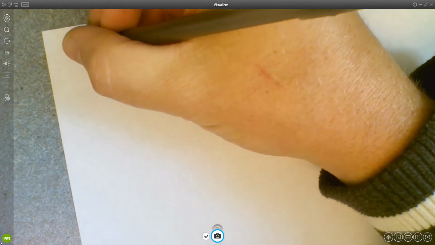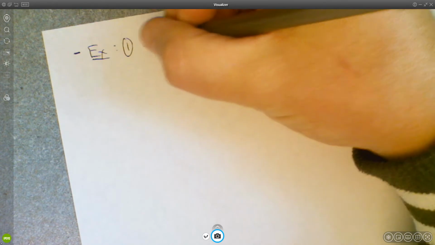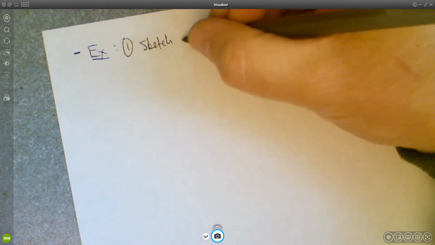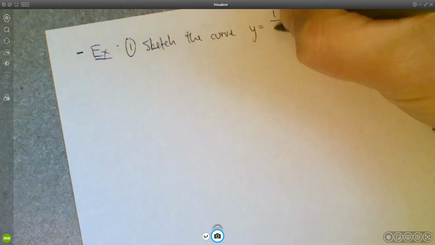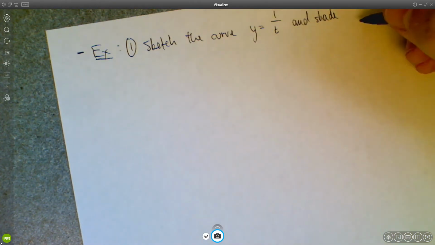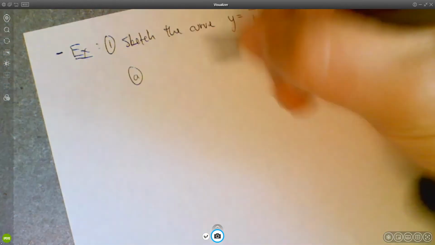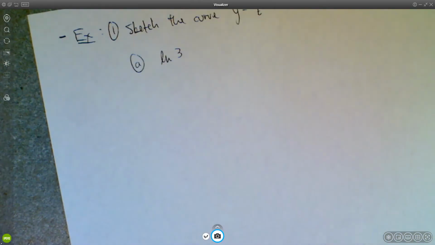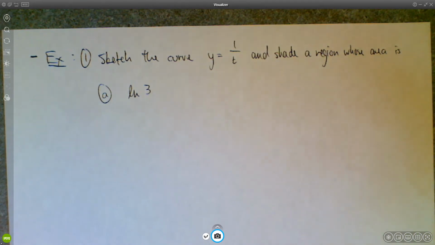So let me give you some examples of some things that we've talked about. First of all, just to wrap our brains around the definition of the ln function that we've just given, let's sketch the curve y equals 1 over t and shade a region whose area is ln of 3.